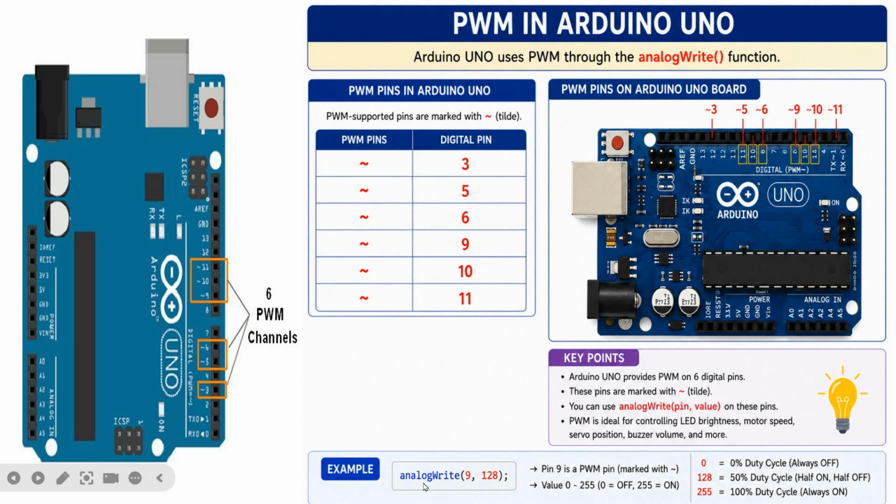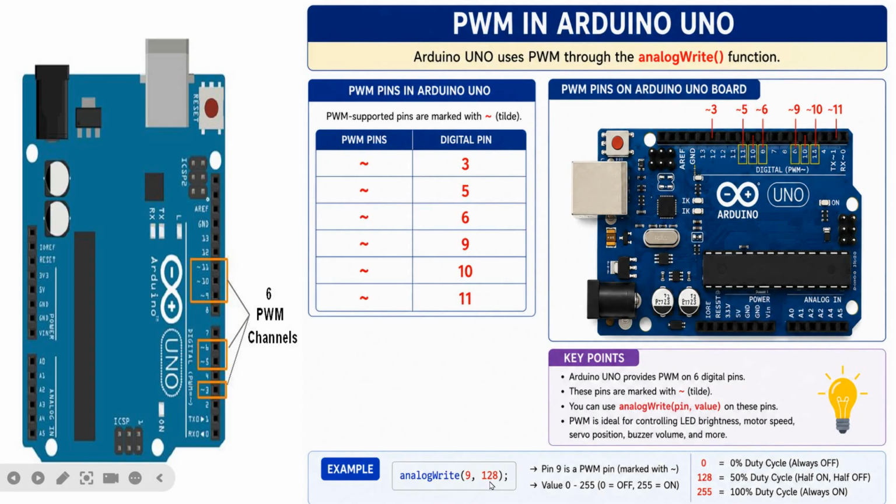Now, for example, suppose I am writing here analogWrite 9 comma 128. 9 is because I am using pin number 9 here. Now 128. Here you can write a value from 0 to 255. 0 is for off and 255 is for on.